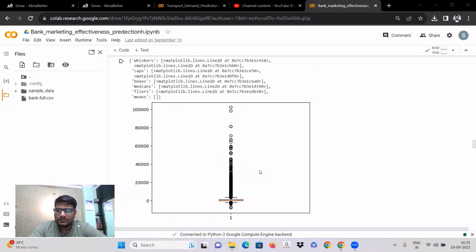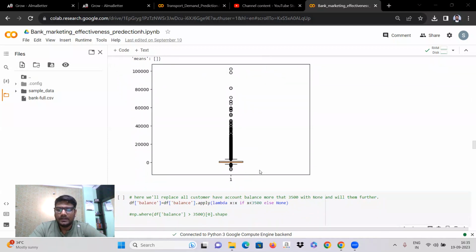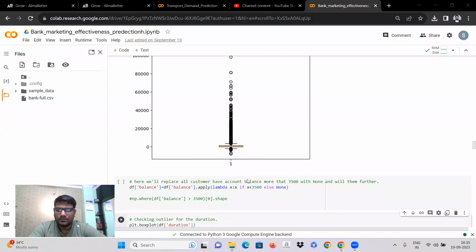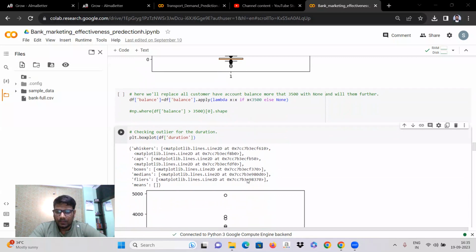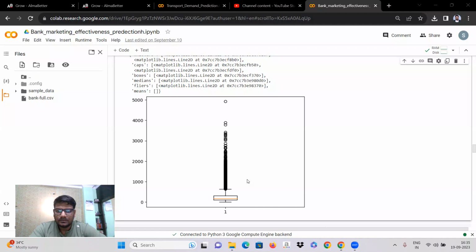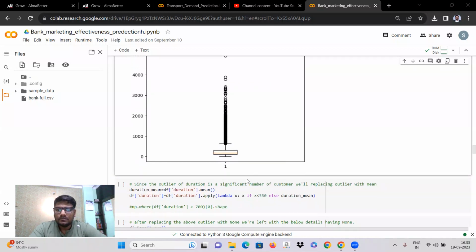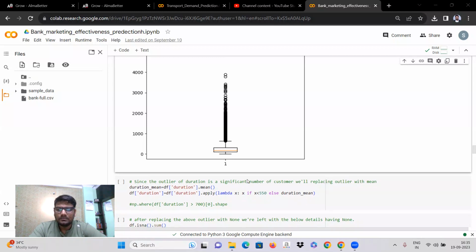And similarly, the balance: there are very few customers who have a bank balance of more than 3,500. So we'll be just dropping all those; we will not be capturing them in our model. And then this is the information about the duration. So we will not be dropping those, but just replacing them by the mean if the duration is more than 550 days.